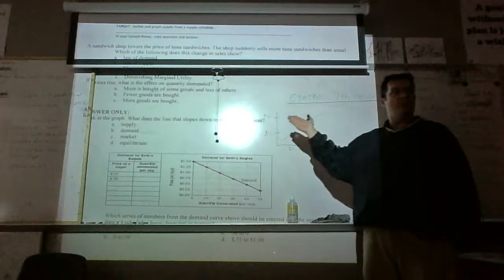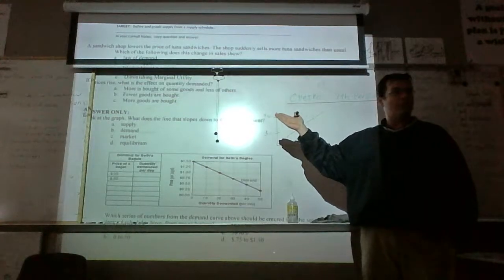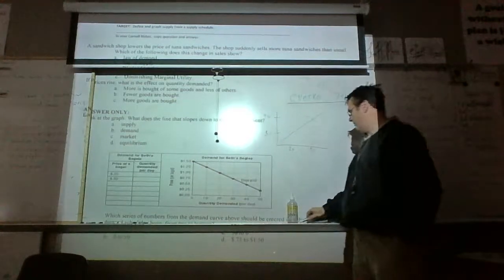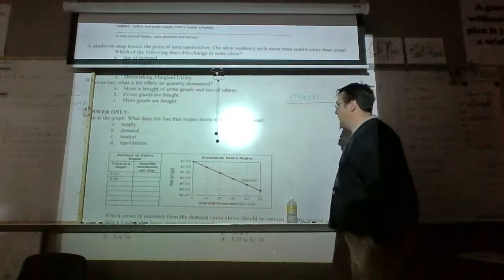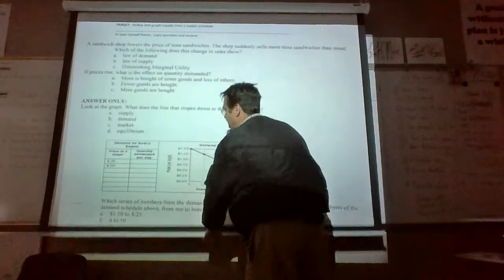What happens if you break the law of demand? Go to economics prison, right? Don't want to go there. Hardcore thugs, you don't want to be dealing with those kind of people. They'll stab you with their pocket protector pens. Okay, so we don't want to do that. All right.